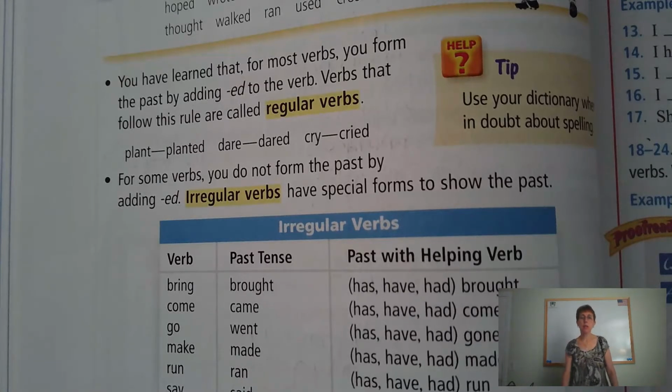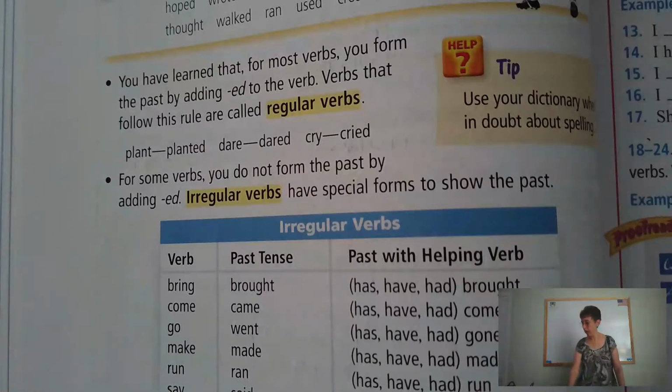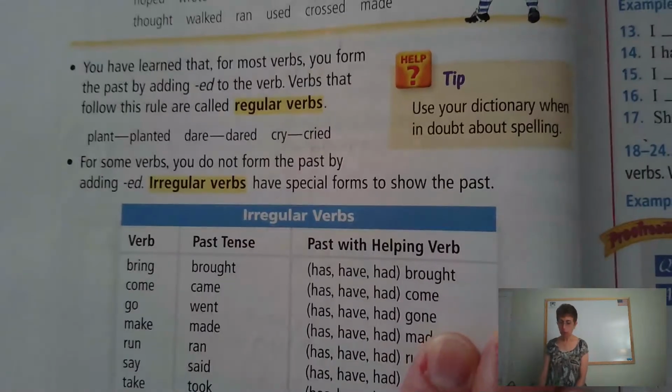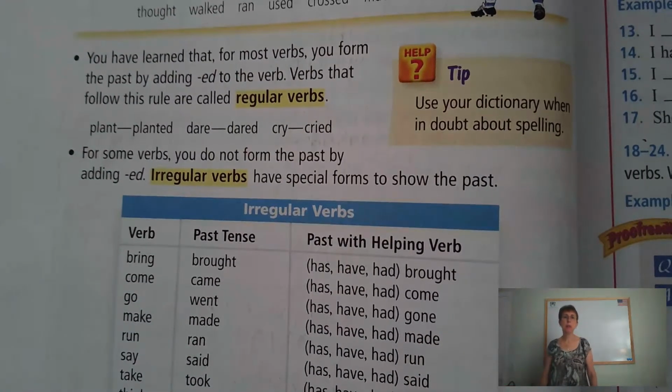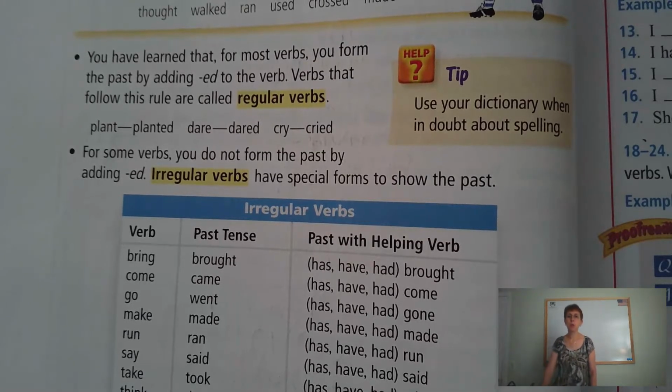We're going to begin with grammar. Today we're going to take a look at regular and irregular verbs. Let's look at page 118 in your textbook. So it begins by saying that you have learned that for most verbs you form the past by adding ed to the verb. Verbs that follow this rule are called regular verbs.